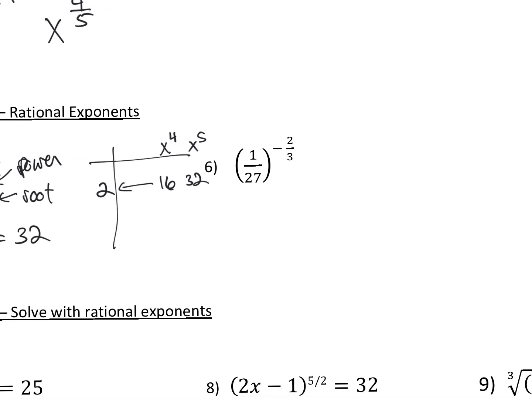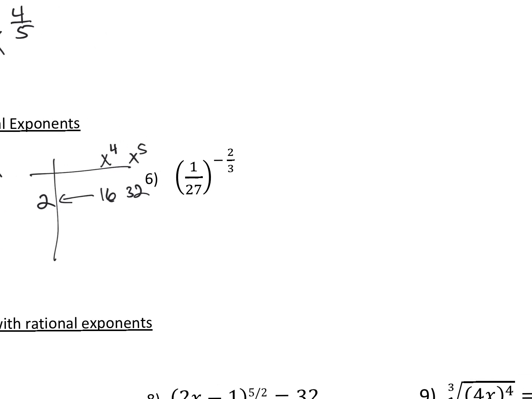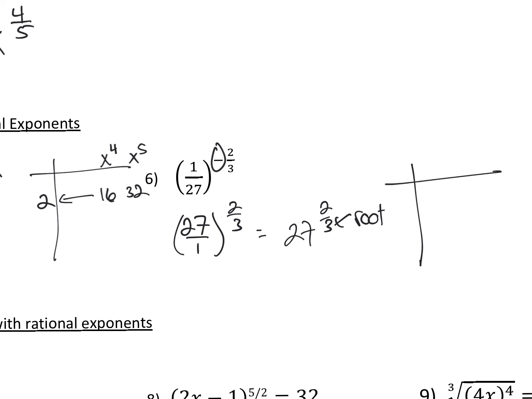Okay, a little bit harder is number 6. This negative is going to flip the inside fraction to be 27 over 1 to the 2/3. I'm just going to do 27. Okay, the 3 is your root. So on your power chart, you'd find the 3rd root down here is 27, which would mean that the base is 3. Then we're going to go 3 squared. That would be under x squared. 3 squared is 9.